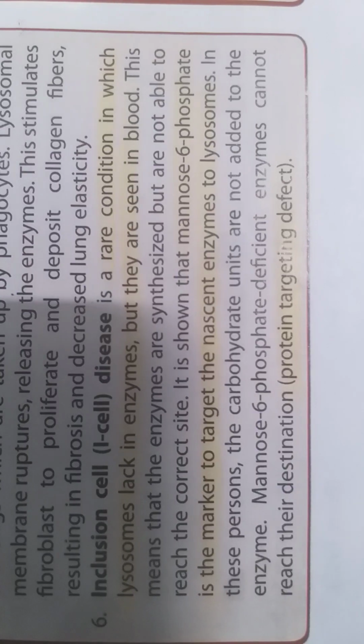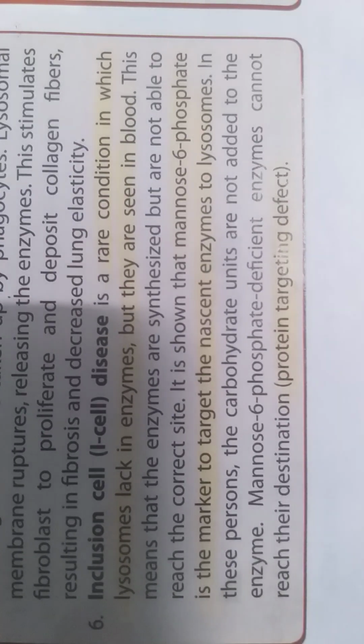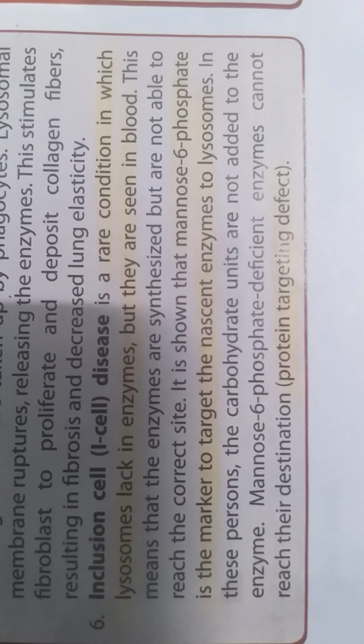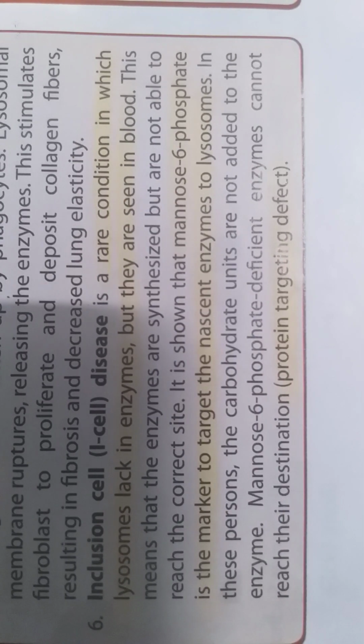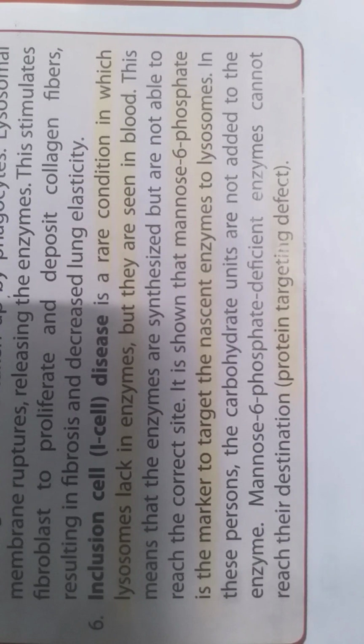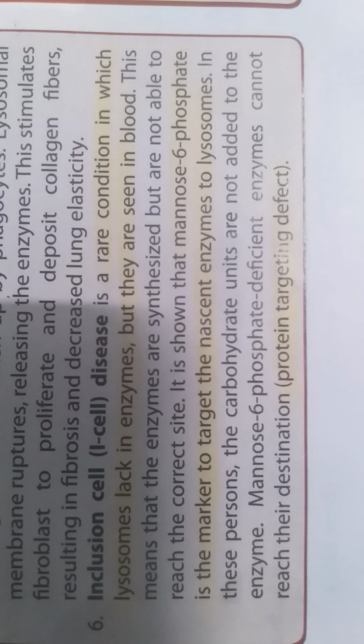Now let's talk about inclusion cell disease, or I-cell disease. It is a rare condition in which lysosomes lack enzymes, but the enzymes are seen in the blood. So this is a protein targeting defect. Here the enzymes are synthesized but are not able to reach the correct site. Mannose-6-phosphate is a marker to target the nascent enzymes to the lysosome. In these persons, the carbohydrate units are not added to the enzyme, and mannose-6-phosphate deficient enzymes cannot reach their destination, thus it forms a protein targeting defect.